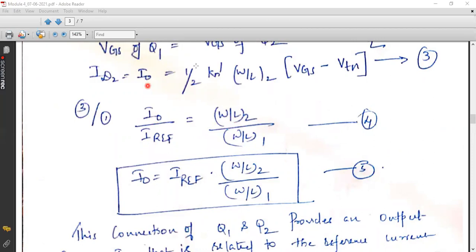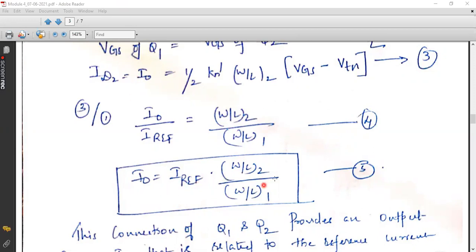Now cross multiply this. You can take this IREF to the right side. So I0 is equal to IREF multiplied by (W/L)2 divided by (W/L)1. What is W/L? It is a width to length ratio, otherwise called the aspect ratio of the transistors.